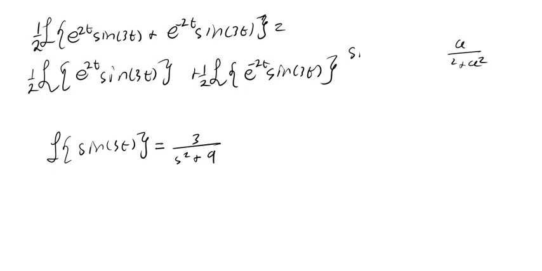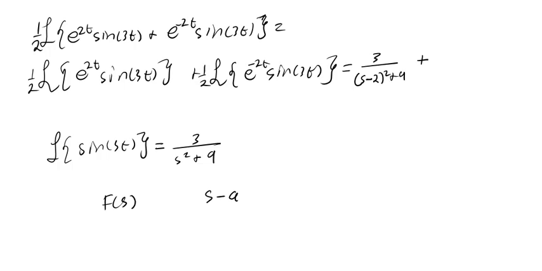We have worked out that the transform of sine 3t is 3 over s squared plus 9. So it simply means where there's s in your f of s, because this is our f of s, we need to substitute with s minus a. What is our a? Our a is the coefficient of t, and for this one the coefficient is positive 2. So this is just going to be 3 divided by open bracket, s minus your a, which is 2, then squared plus 9. Then you put plus here.